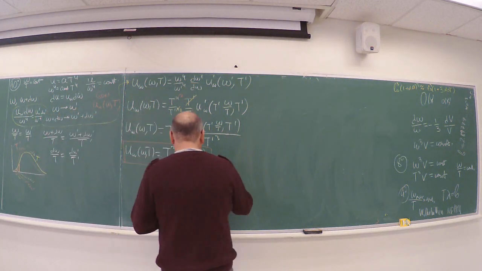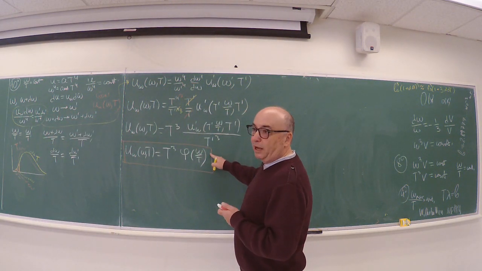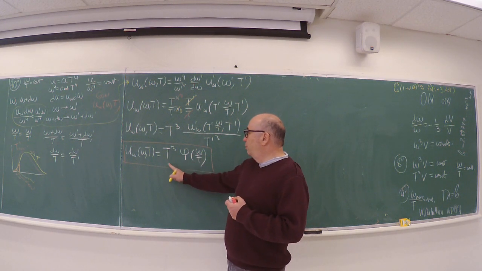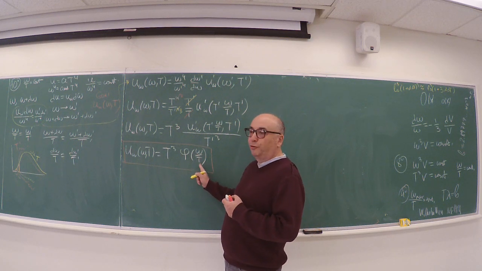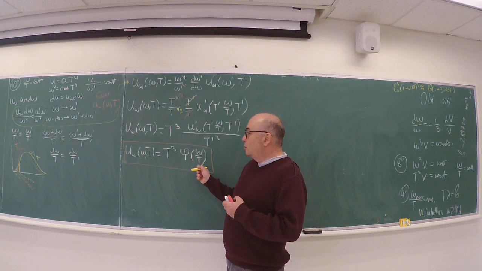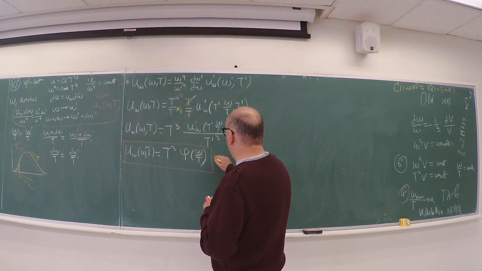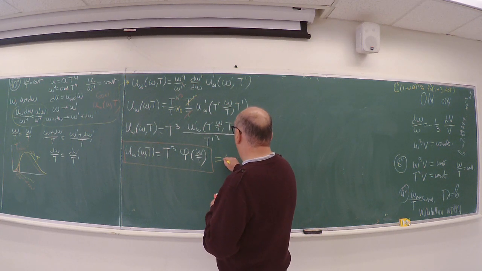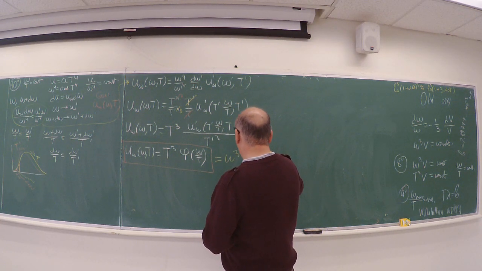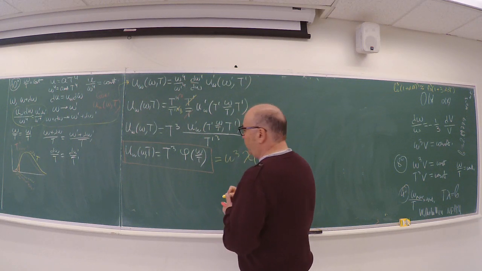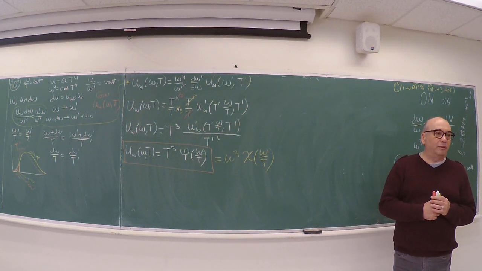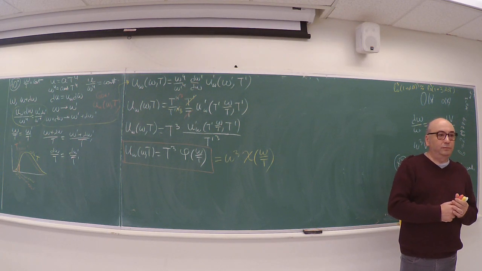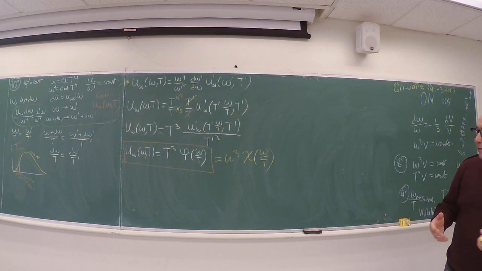I could actually rewrite this in this way. Can I multiply this by omega cubed and divide by omega cubed? Then T cubed over omega cubed is also a function of omega over T, right? So therefore, if I divide this by omega cubed and multiply it by omega cubed, I can write it this way: omega cubed times some chi function of omega over T. Is it clear that these two are equivalent? Awesome. Now dancing.